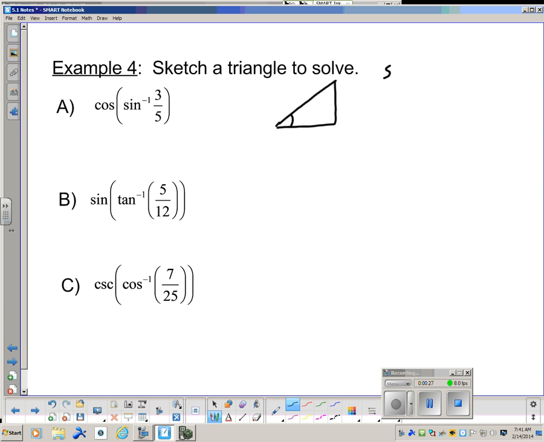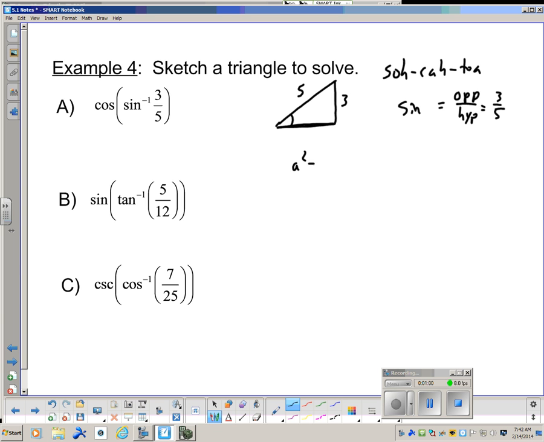If you remember SOHCAHTOA, sine is equal to opposite over hypotenuse. So it's going to be my 3/5. So the opposite of this angle is 3, and my hypotenuse is up here at 5. I can use my Pythagorean theorem because I'm looking at cosine, and cosine is going to involve adjacent and hypotenuse. So I need to find this bottom one here, the one that's blank. So I'm going to use the Pythagorean theorem to do that.